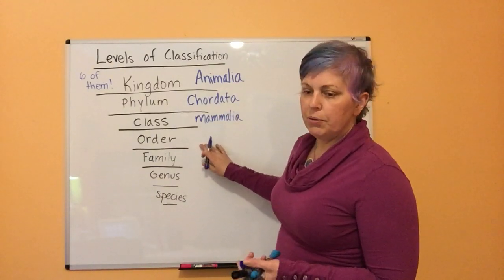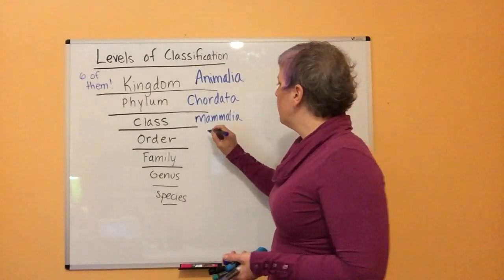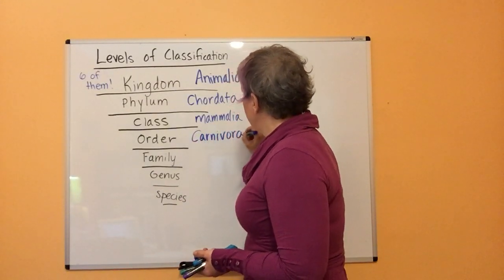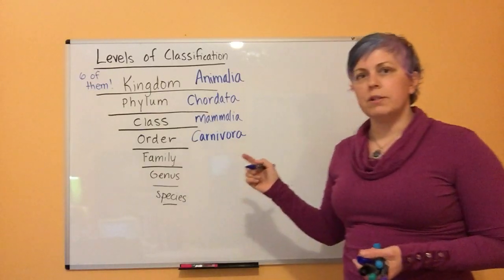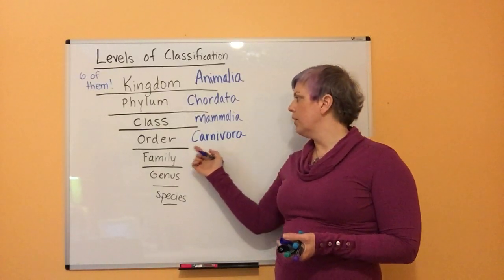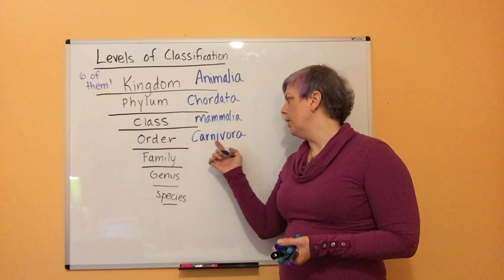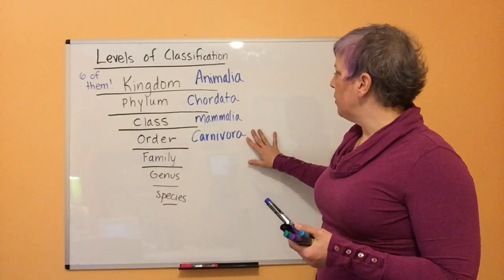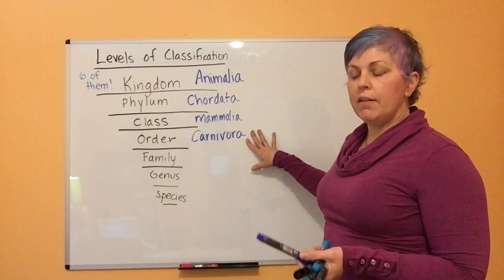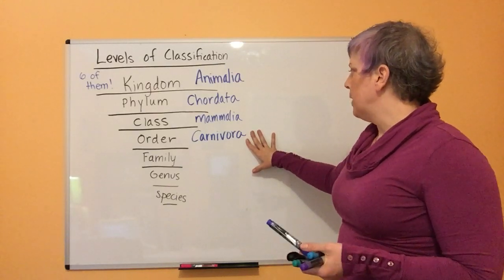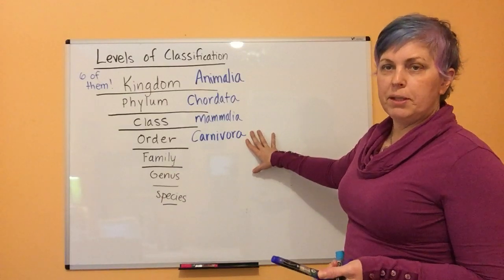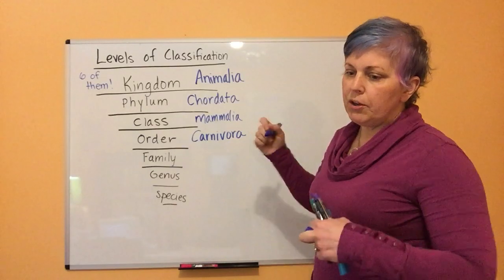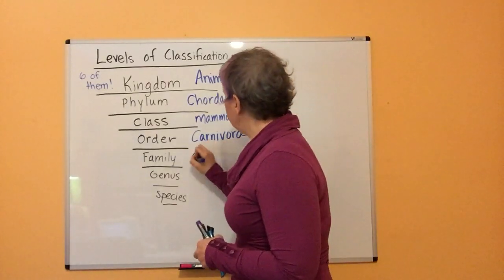Moving down with dogs, they're in the order Carnivora, because they are carnivores. So they are underneath the order Carnivora. Some other animals that are part of this are the cat family. So animals that eat meat. Remember, carnivore means they only eat meat. The family for dogs is Canidae.